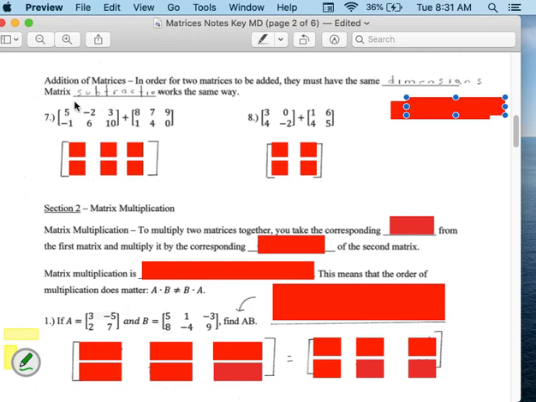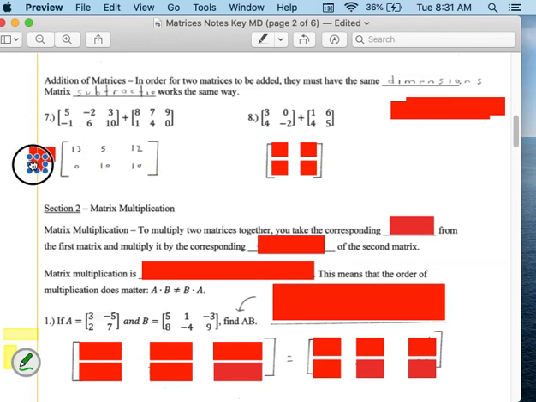What we're going to do is take 5 plus 8, and that is 13. Negative 2 plus 7, 5. 3 plus 9, 12. And then you go to the second row. Negative 1 plus 1, 0. 6 plus 4 is 10. 10 plus 0 is 10. You can put commas in. We do not. You just space them out enough to see the separation between the rows and columns.